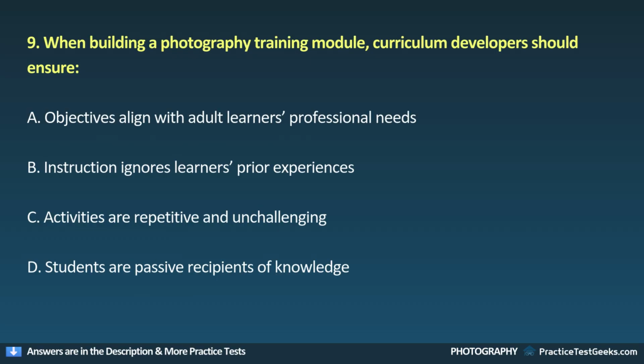9. When building a photography training module, curriculum developers should ensure A. Objectives align with adult learners' professional needs. B. Instruction ignores learners' prior experiences. C. Activities are repetitive and unchallenging. D. Students are passive recipients of knowledge.